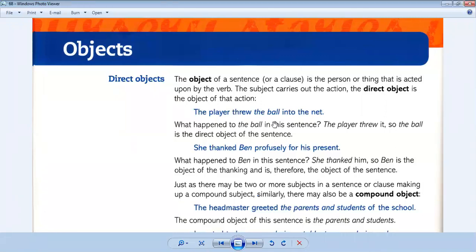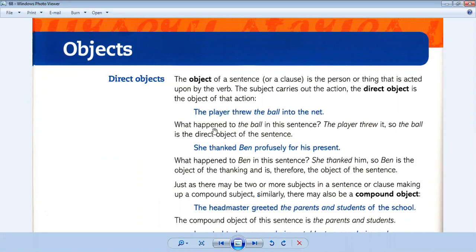So first of all, let's define the elements. We have the subject, the player. We have threw, the verb, and we have the ball, the object. Into the net, this is a prepositional phrase. So a prepositional phrase is just a complement. It completes the sentence. So till this point, I guess it's very simple and easy.